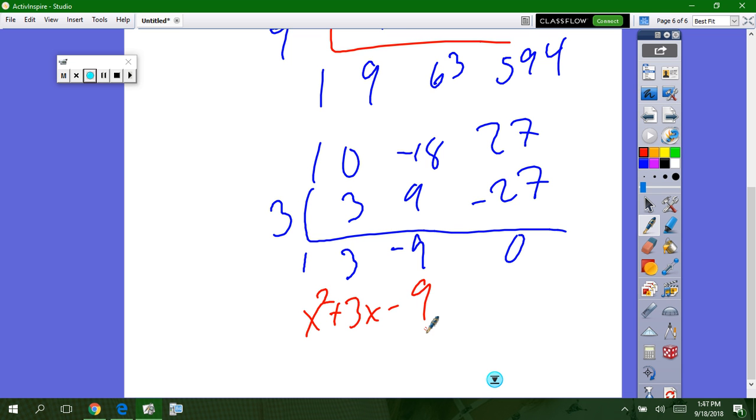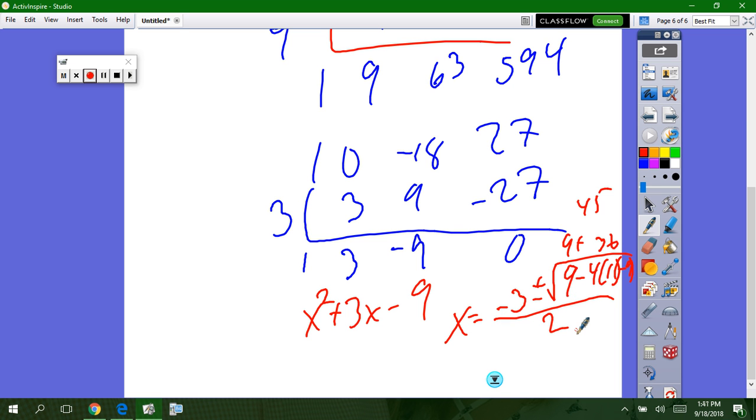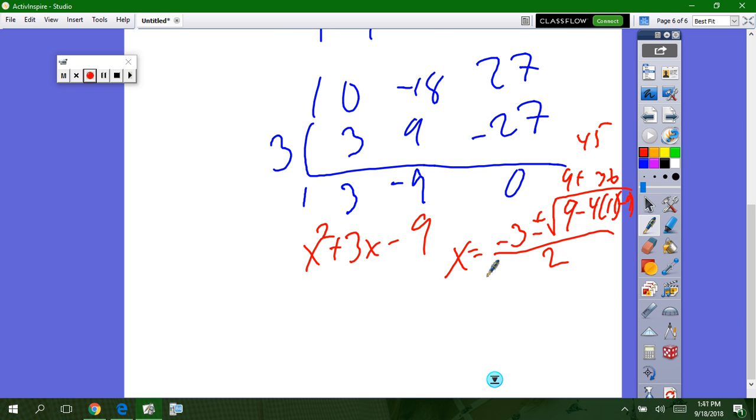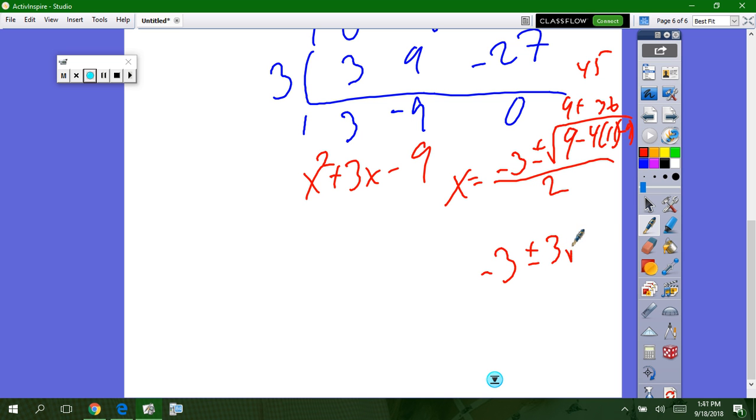And 9 and 1 get me to be 8, so it doesn't work. So where do we have to go? We only have one choice. We go to a quad, right? Here we go. X equals -b plus or minus square root of b squared minus 4 times 1 times -9, which is 36, which is, hold on, we're not there yet. All over 2a, which is 2. What's the square root of 45, though? -3 plus or minus 3 root 5 all over 2.